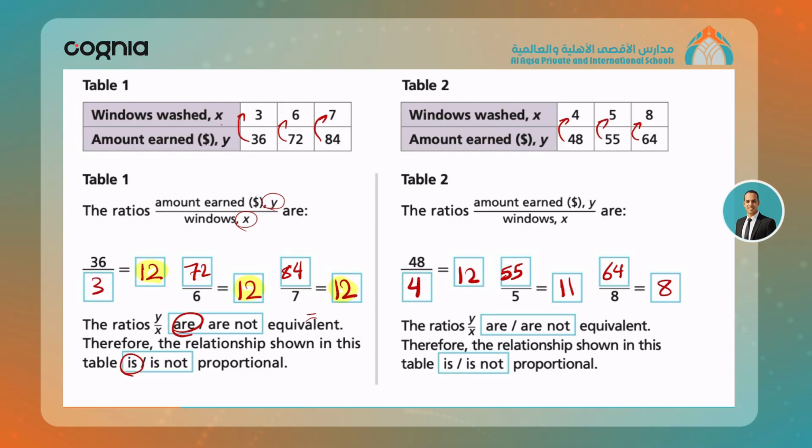If you focus here, you can find that they are not equal to the same number. So the ratios y to x are or are not equivalent? Sure, they are not equivalent. They are not equal to the same number. Therefore, the relationship shown in this table is or is not proportional? Sure, it is not proportional. So the ratios are not equivalent, so the relationship is not proportional.